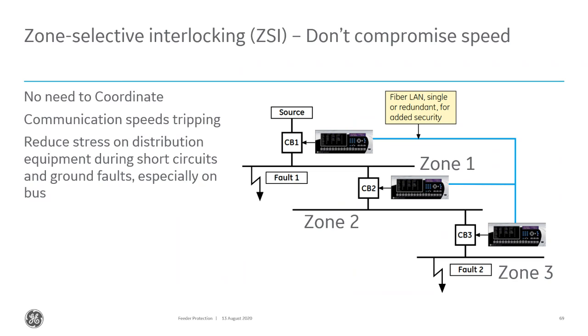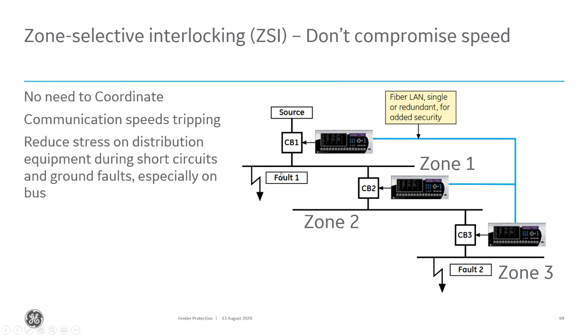So there are some methodologies we can use to speed up that coordination time, and this is using zone interlocking. So basically what we do is we sense when, for example, feeder number 2 senses a fault in its zone, it sends a blocking signal to the source CB1 and CB2 feeders saying, hey, don't trip. I see a fault in my section. I'm going to trip first.